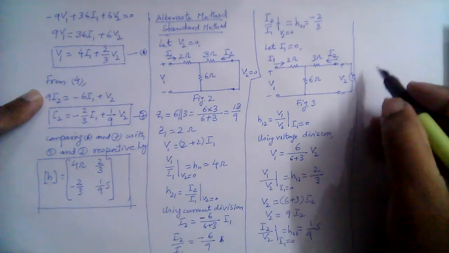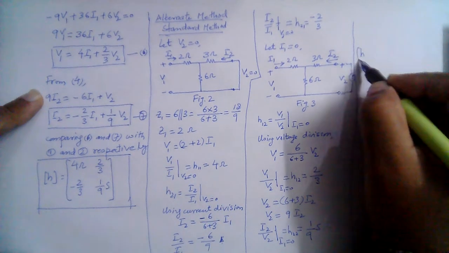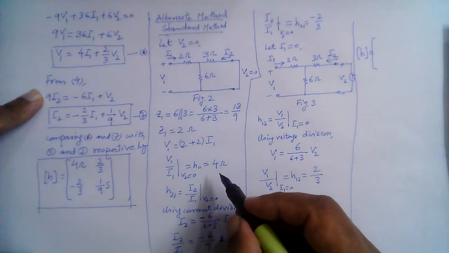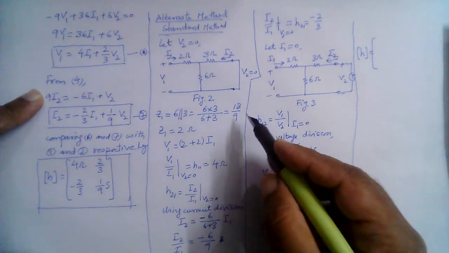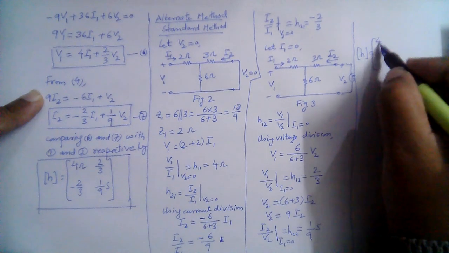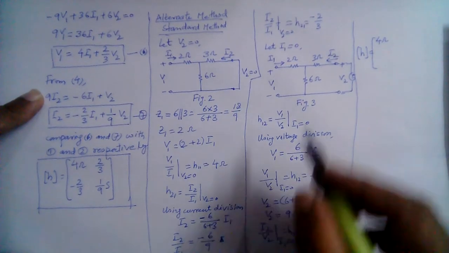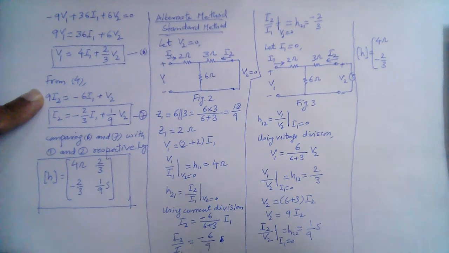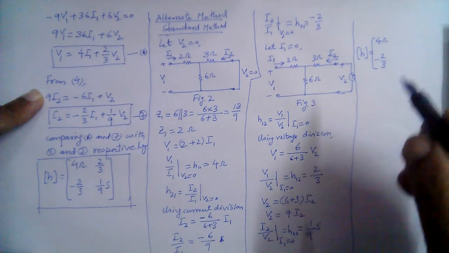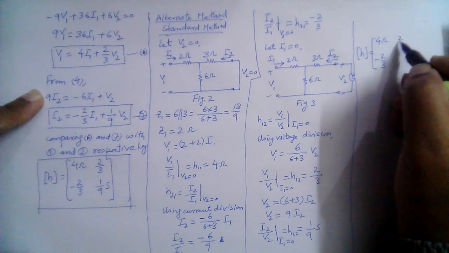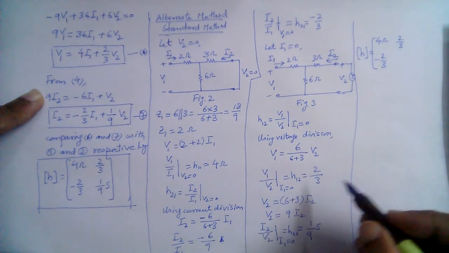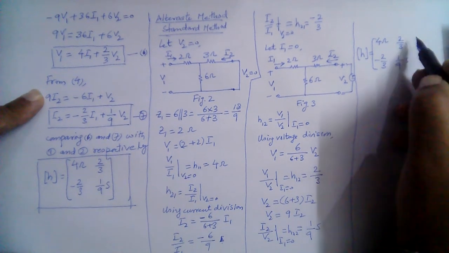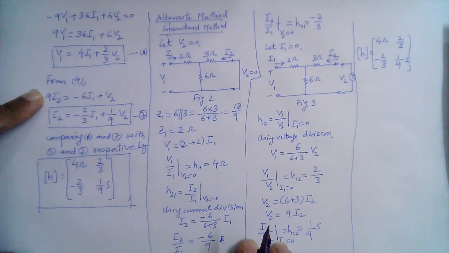So the same set of parameters are again here, and let me again write them down. This is the first parameter that we found, 4 ohms. Then we found minus 2 over 3, this parameter, the forward current gain. Then we found 2 over 3 here, the reverse voltage gain, and then output admittance 1 over 9 Siemens. So this completes the solution to this problem.